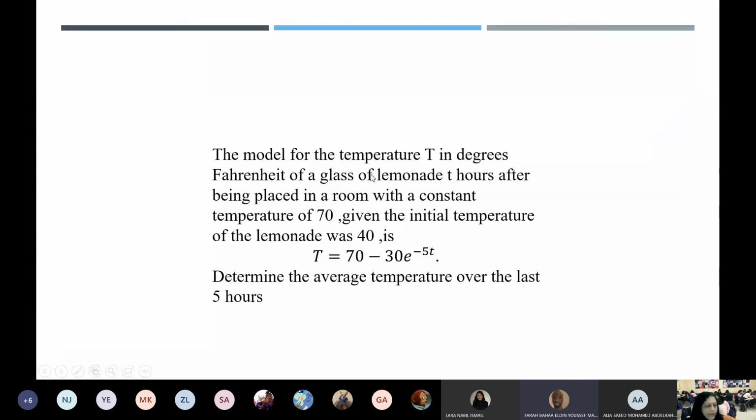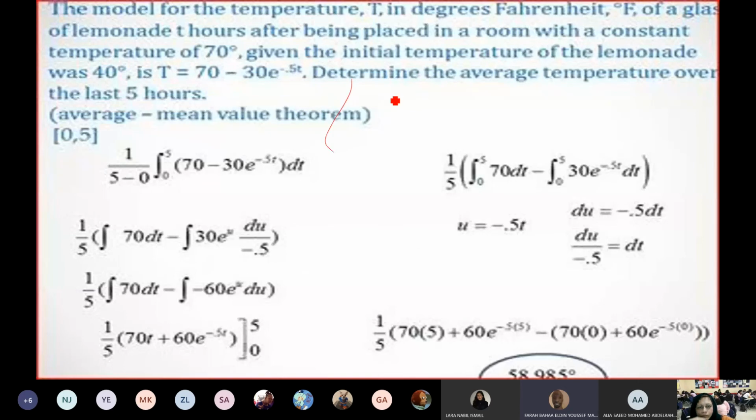Okay, let's listen to Farah. We have 10 minutes. Okay, so the model for the temperature T in degrees Fahrenheit of a glass of lemonade T hours after being placed in a room with a constant temperature of 70, given an initial temperature of the lemonade of 40, is T equals 70 minus 30 e to the power of negative 0.5T. Determine the average temperature over the last 5 hours. They mentioned the word average, so we use the average mean value theorem, because they mentioned the word average in the question.